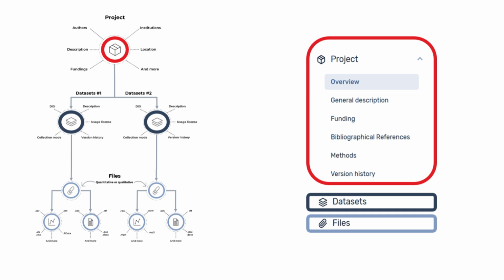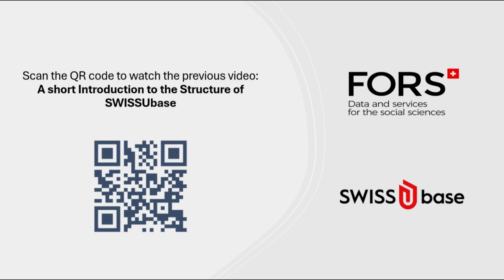SWISSUbase is organized into 3 hierarchical levels. The first level is the project, which serves as the central unit. Each project can contain one or more dataset entries, which make up the secondary level. Finally, each dataset entry includes several files, representing the third level. For more information, we invite you to watch the previous video titled, A Short Introduction to the Structure of SWISSUbase.